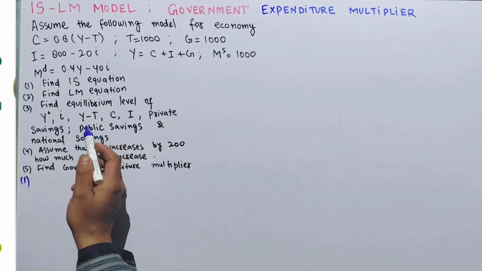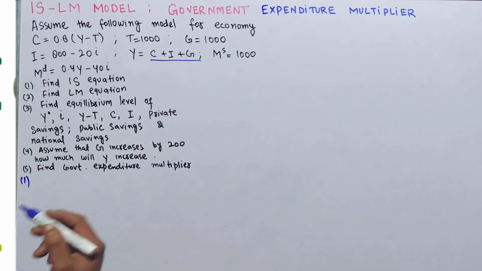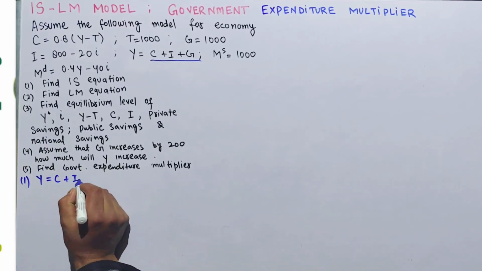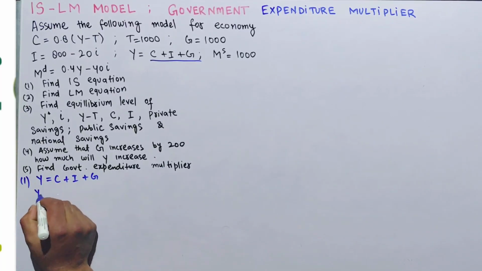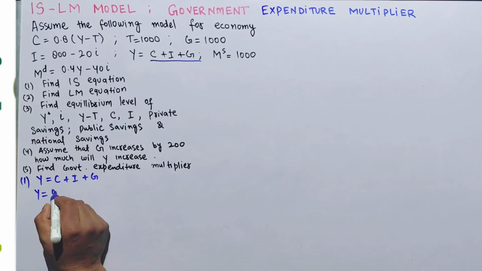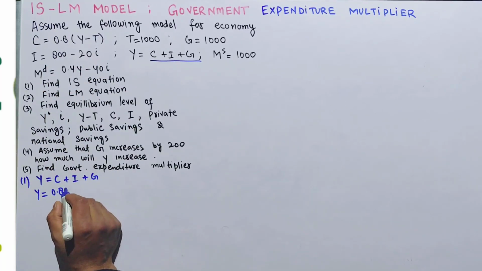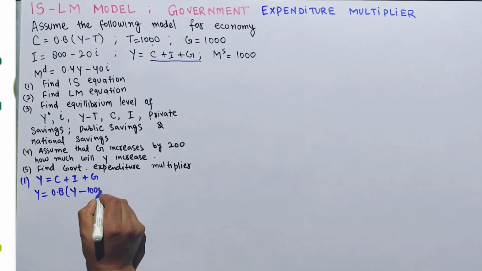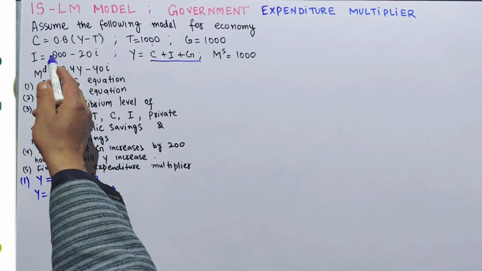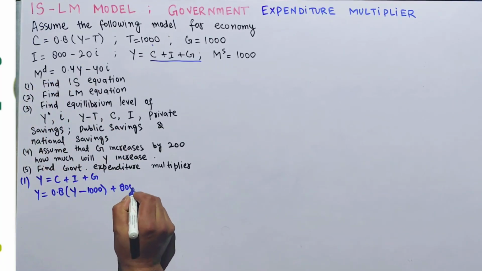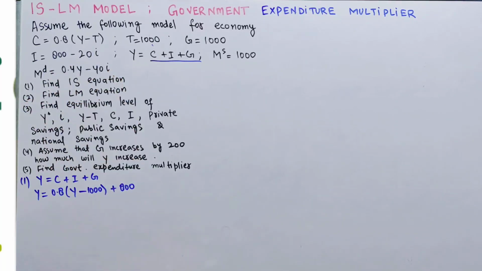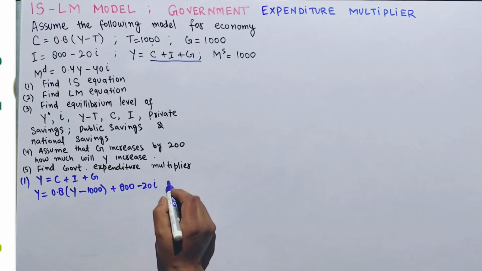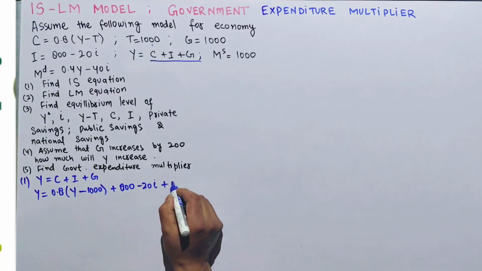Okay, so we are being given this national income identity. We will use this to derive the IS equation. So our y is equal to C plus I plus G. Now y will be equal to, what is the consumption function, that is 0.8, which is the marginal propensity to consume, times y minus the autonomous taxes, here 1000, plus the investment function given as 800, which denotes the autonomous investment, which does not depend upon the level of interest rate, minus 20i. Also we are being given that the government expenditure is here 1000.